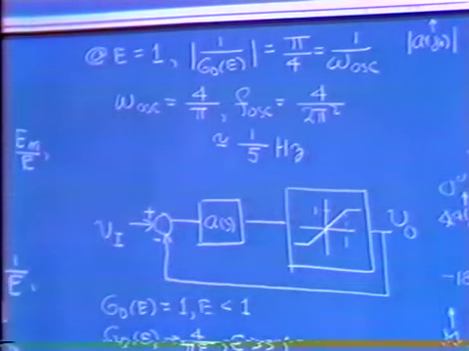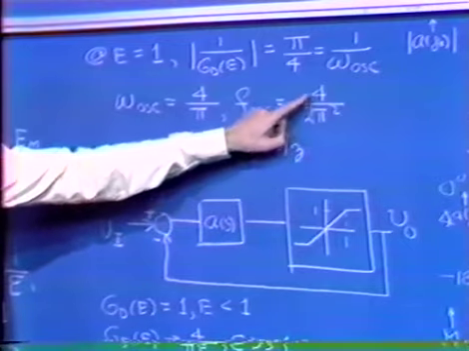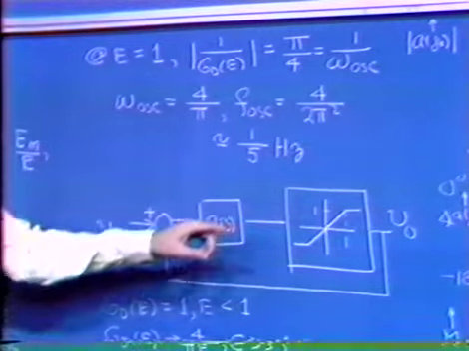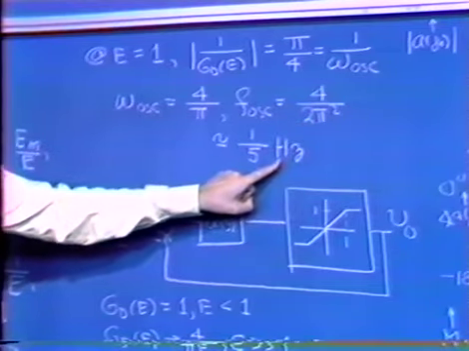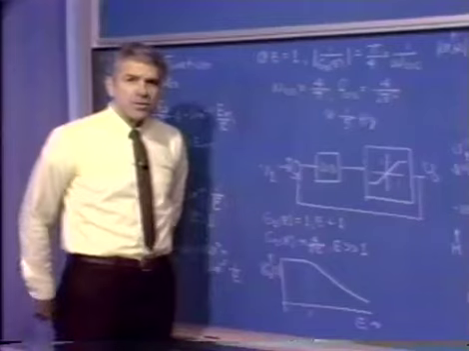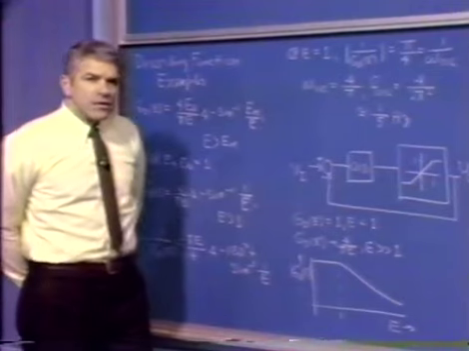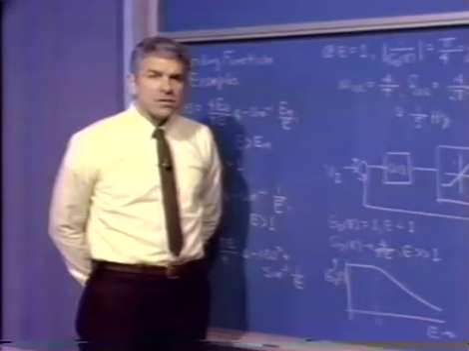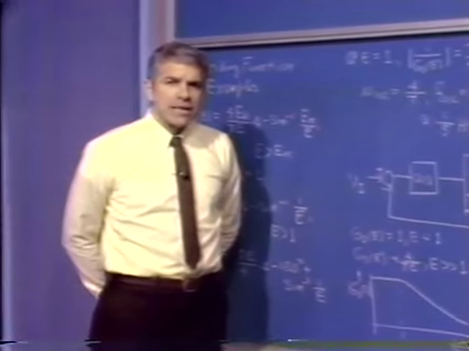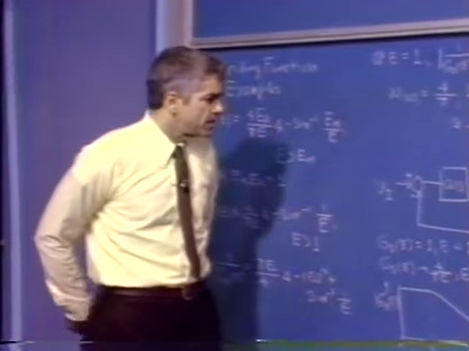If we convert that from radians per second to hertz, we divide by 2 pi, and using a pretty good engineering approximation that pi squared is just about equal to 10, we end up with about 1/5 of a hertz for the frequency of oscillation, as predicted by our describing function analysis. Now, we know from our exact analysis that the exact frequency of oscillation is exactly a quarter of a hertz. So that gives us an indication of the error associated with the analysis in this case.